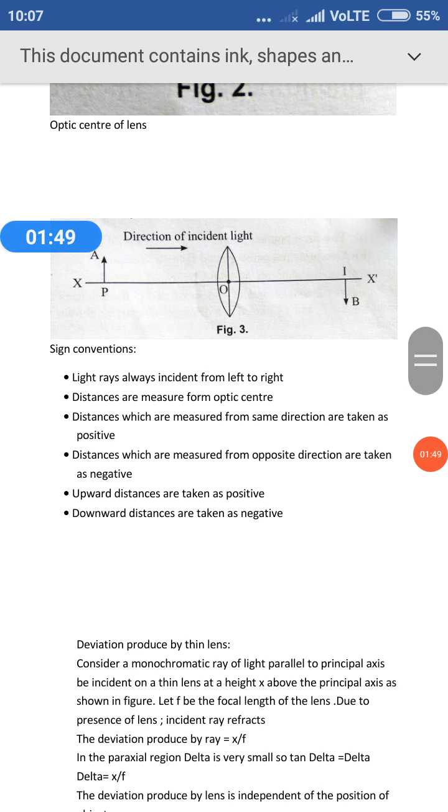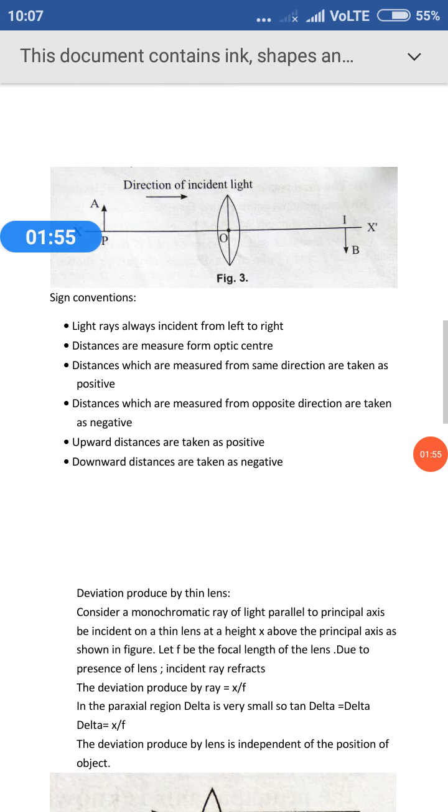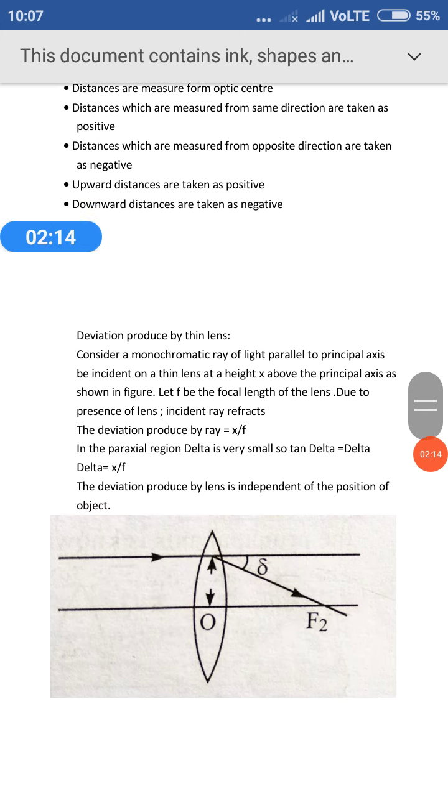Direction of incident light and sign conventions. About sign conventions, the light ray is always incident from left to right. Distances are measured from optic center O. Distances which are measured in the same direction are taken as positive and the opposite is taken as negative. Upward distances are taken as positive and downward distances are taken as negative.